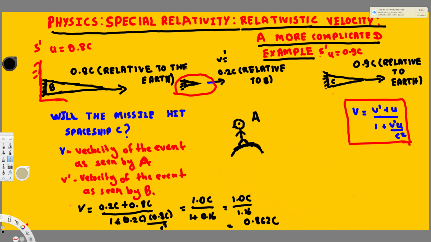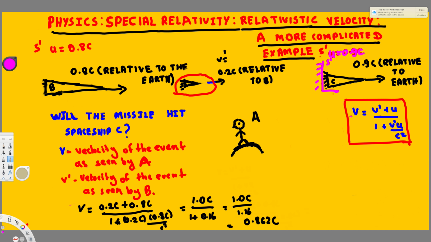Now what we have to do is set a frame of reference from here. Our main question is, will the missile hit the spaceship C? In order to know that, we have to know what speed of this missile a person from this spaceship is going to see, right? So in order to calculate this, we have to set a reference frame like this, a moving reference frame. The speed of the moving reference frame is going to be 0.9 c. U is equal to 0.9 c. Now we have a different U value, right?